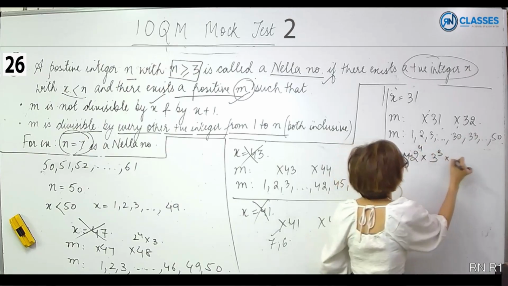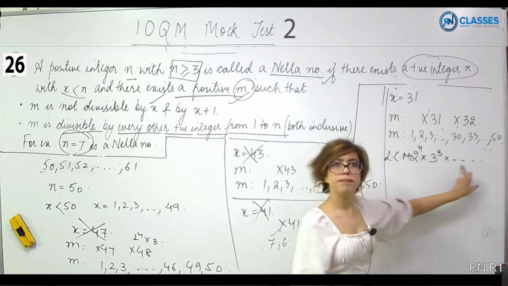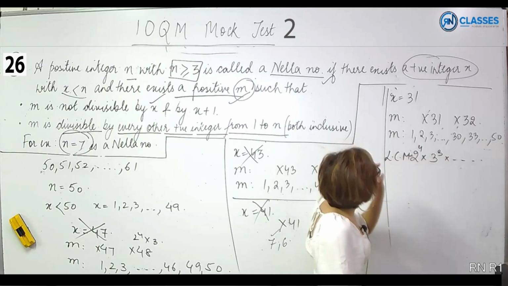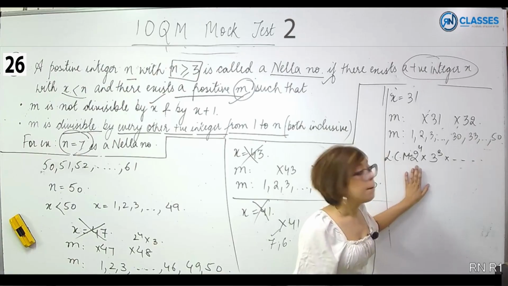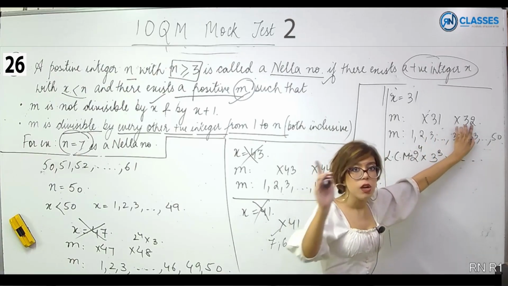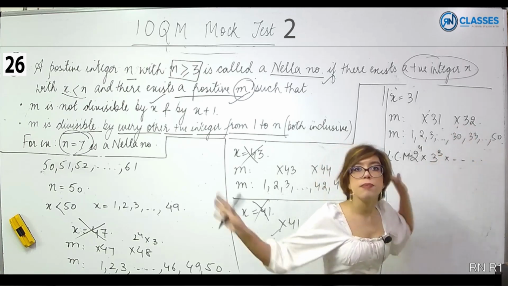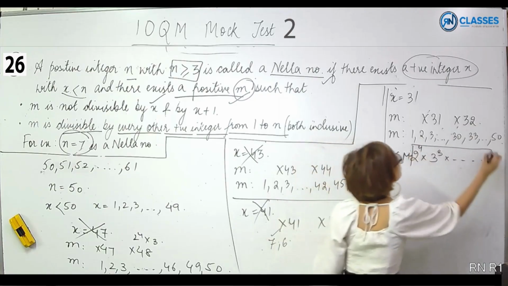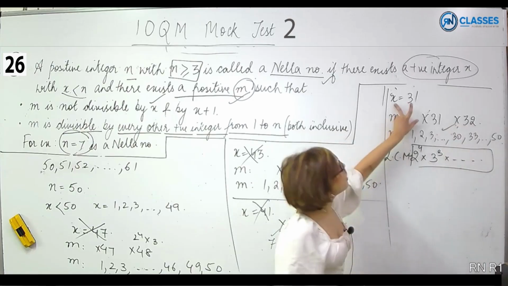Right, and so on. Now, M is divisible by these numbers, or maybe I can just take M to be the LCM. Any number which is divisible by 2 raised to 4, as in 16, might not be divisible by 32. That means if I take my M to be the LCM of these numbers, I will get such an x.